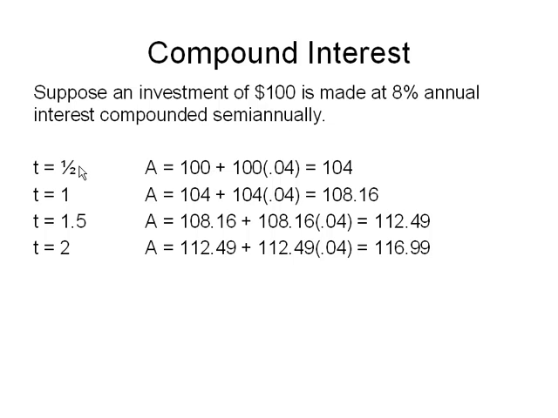So after a half a year, we get $100 plus 4% of the $100. It was an 8% annual interest rate, but when you compound it semi-annually, you only get half of it. So we only get 4%. 100 plus 100 times 0.04 is $104.